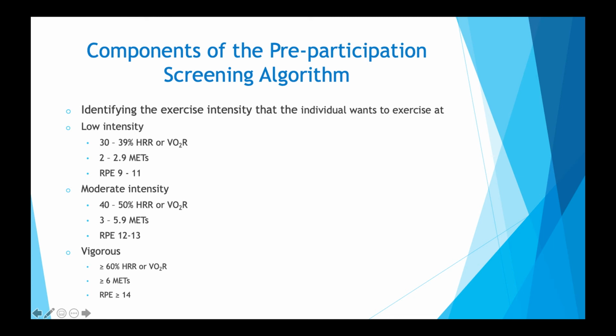And finally, for an individual that wants to exercise at a vigorous intensity, they should exercise at an intensity greater than or equal to 60% of their heart rate reserve or VO2 reserve, a workload greater than 6 METs, and an RPE greater than 14. This should cause a significant increase in heart rate and breathing. If you would like more information about exercise intensities, it can be found in the ACSM Guidelines for Exercise Testing and Prescription, the 10th edition, in Chapter 6, in Table 6.1 on page 146.